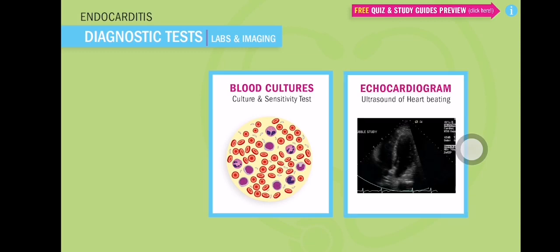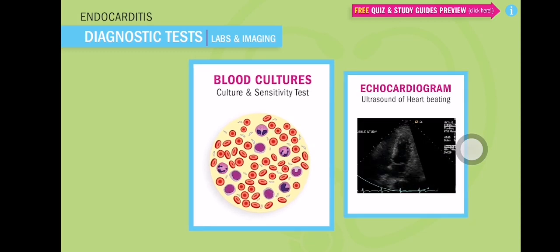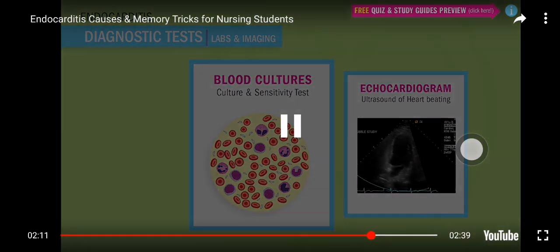Now for diagnostic tests for infective endocarditis, we do both blood cultures and an echocardiogram. The blood cultures help pinpoint which kind of germ it is so we can match it better to a drug that will kill it best.